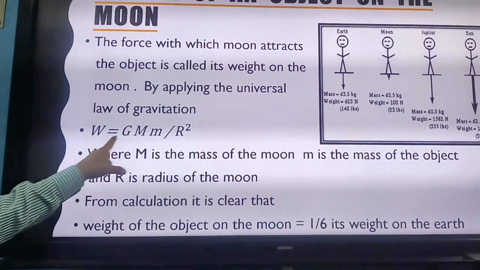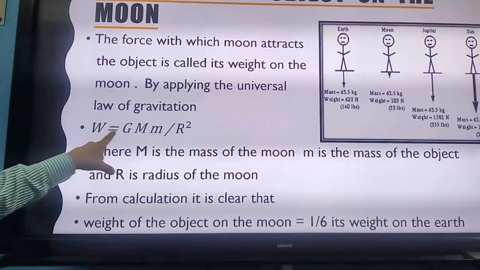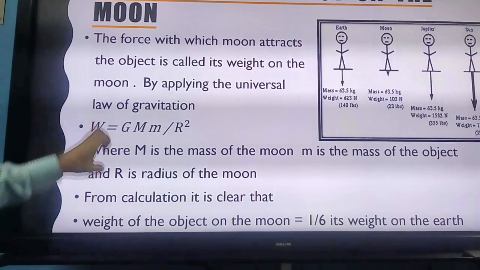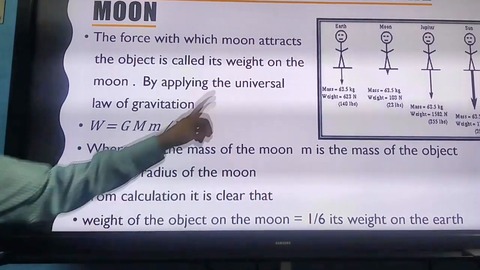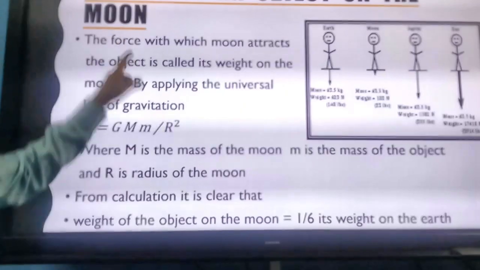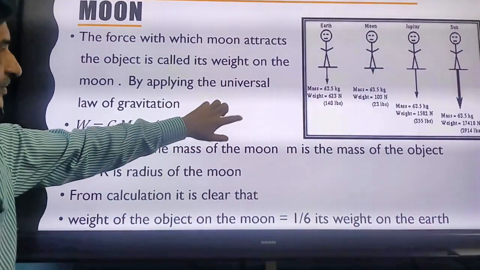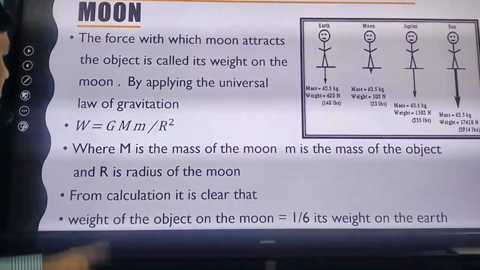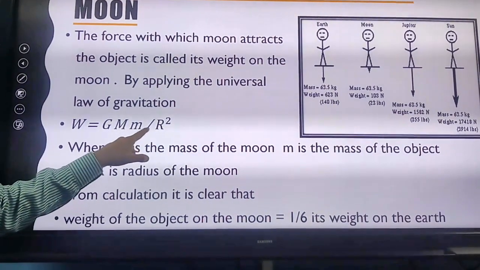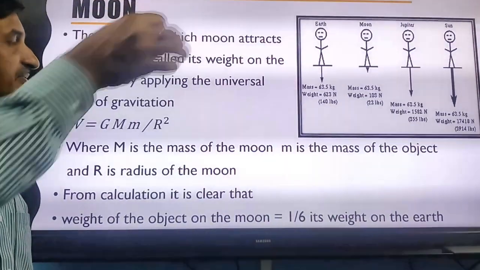According to this equation, Newton's law of gravitation, W is equal to capital G m M upon R square. We can calculate the weight of a body on the surface of earth or on the surface of moon, anywhere. If we want to calculate the weight of an object on the surface of the moon, then we can calculate it by this formula. We have to know the mass of the moon and the radius of the moon, so we can calculate the weight of this body on the surface of the moon.